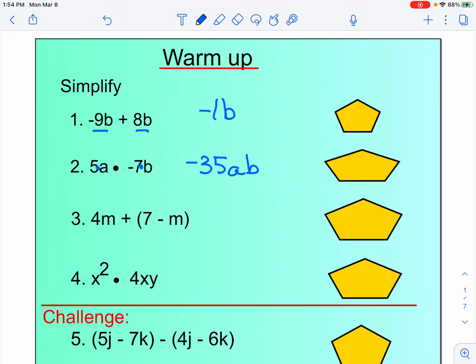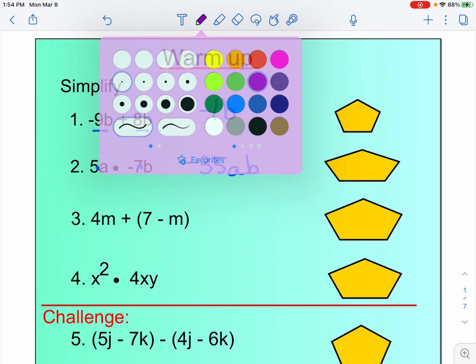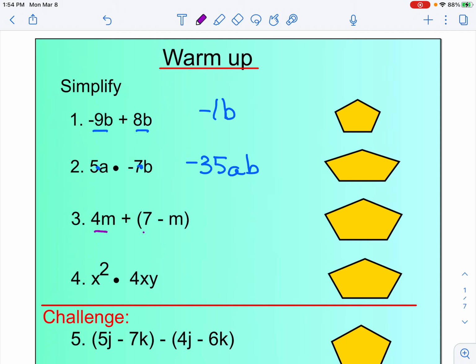In question number 3, what they're trying to help you understand is that you are taking 4m and you're adding it to this whole quantity. But again, only like terms can be added together, so only the 4m can be added with the -1m. So your answer here would be 3m plus 7. The 7 can't be combined with anything else. And then again, this is what we were working on in the first part of chapter 7. This is just all multiplication. So this would become 4x to the third y.